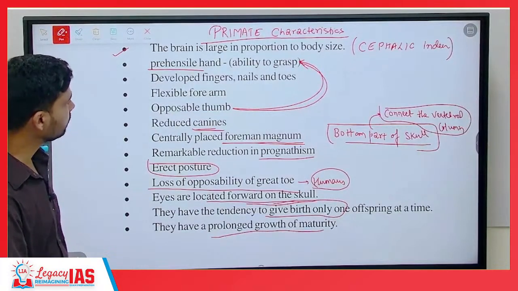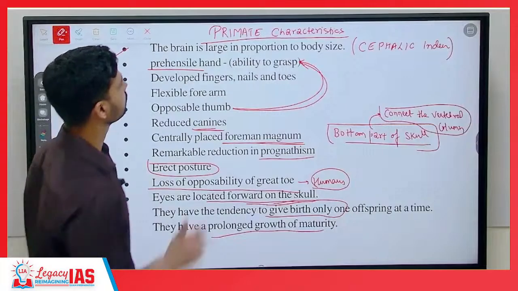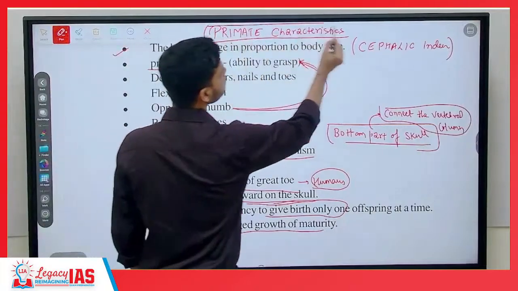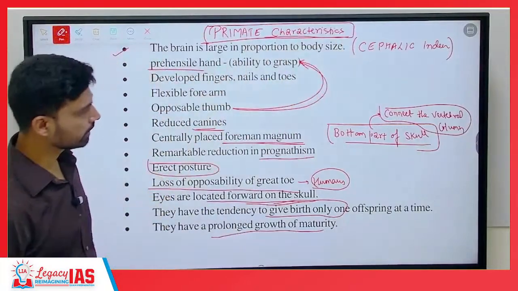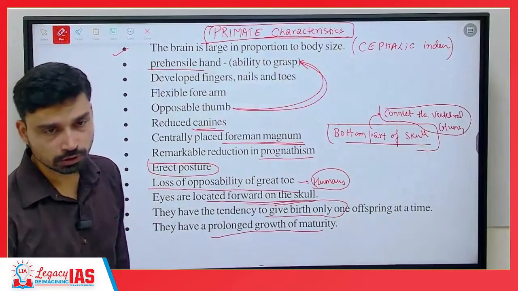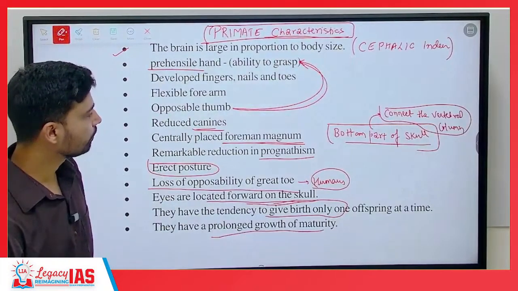So these are the major characteristics that we can identify in the primates, and most of which are specific to the humans. Okay, because we belong to the primate order.